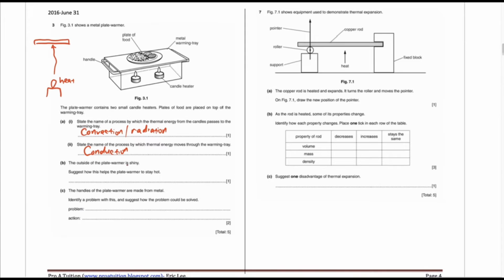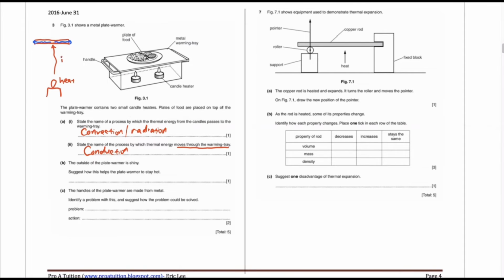Now we look at B. The outside of the plate warmer is shiny. I still don't understand A2. A2 is move through the warming tray. That means when the heat reaches here, how does it move along the tray? How does the heat move along the tray? You look at the blue one. Along the tray, and you have to know this is a solid. The warming tray is a solid. So heat transfers through conduction in a solid. That's why conduction is acceptable there, because it's a solid.